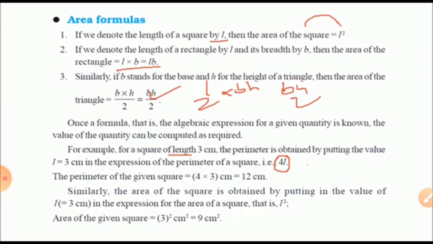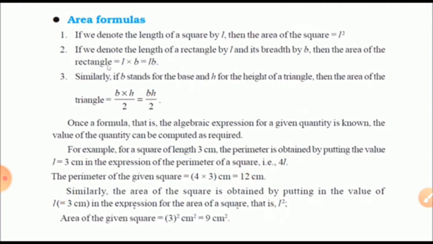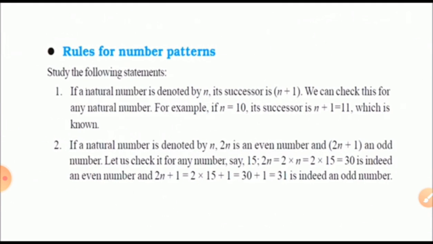Once the formula, the algebraic expression for a given quantity, is known, the value of the quantity can be calculated as required. For example, for a square of length 3 centimeters. Yes, my dear students, rules for a number pattern.